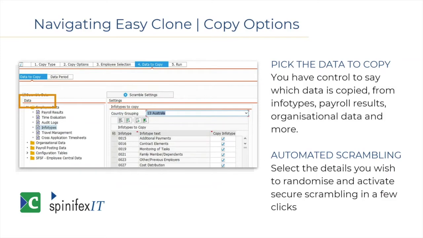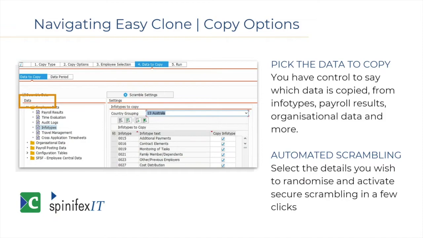Moving on to tab 4, the users can control exactly what data is copied. Options include payroll results, GL posting results, all the PA info types, etc. The desired info types can be manually selected, or the defaulted selections can just be accepted. Tab 4 is also where the decision whether to scramble the data is made. From there, as you can see, we only have one tab left, which is tab 5 to execute the process.